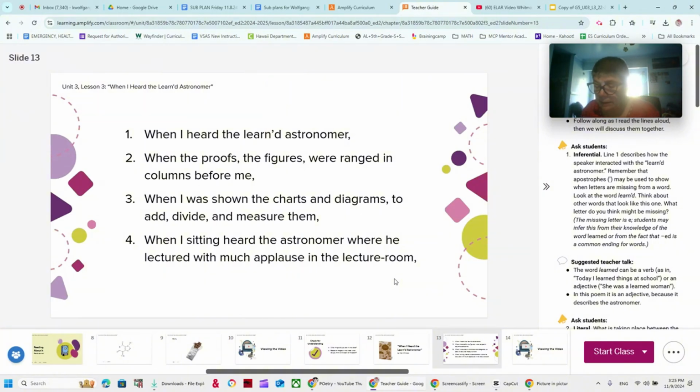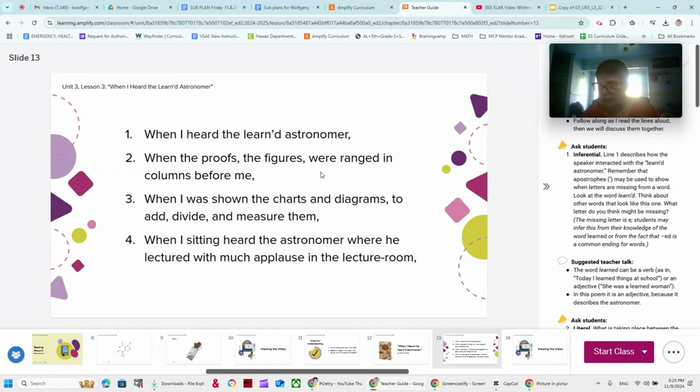So line 1 describes how the speaker interacted with the learned astronomer, right? So we know how the apostrophe here is taking the place of the E. So this word is learned, which means educated. And what is taking place between the speaker and the astronomer? What is going on here? Pause me and answer.